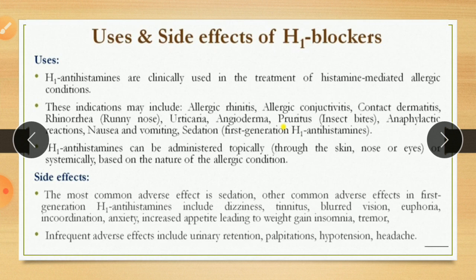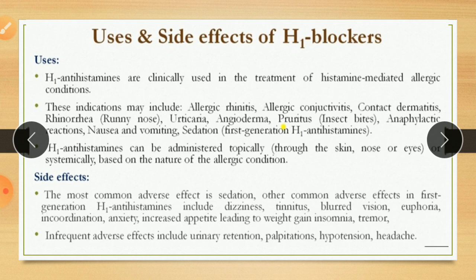Now the uses and side effects of H1 blockers. Uses: H1 antihistamines are clinically used in the treatment of histamine-mediated allergic conditions. These indications may include allergic rhinitis, allergic conjunctivitis, contact dermatitis, rhinorrhea, that is runny nose, urticaria, angioedema, pruritus, insect bites, anaphylactic reaction, nausea, vomiting, and sedation. These are the main uses of antihistamines. H1 antihistamines can be administered topically through the skin, nose, eyes, or systemically based on the nature of the allergic condition.